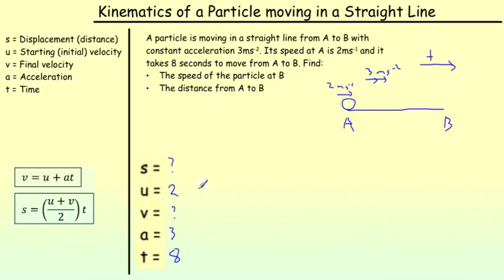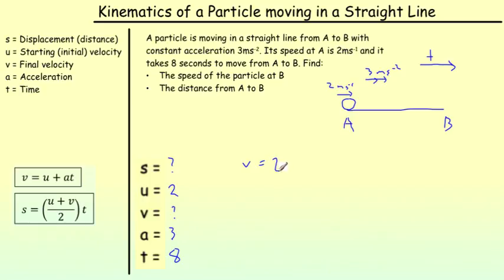Well, the best way to approach these questions is to look at what you have and compare it to our SUVAT equations. So if we have U, A and T, and we're asked to find V in the first part, that's going to be this equation here, because V is equal to U plus AT. So you have three of those, and you just need to find V. So we're going to say V is equal to U plus AT.